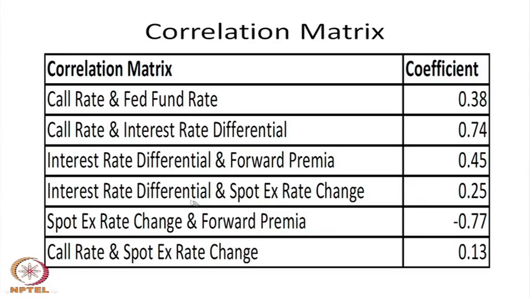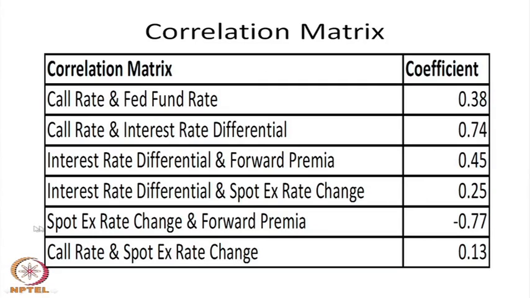Similarly, I have taken interest rate differential and spot exchange rate. If you want to find that correlation, I found it 0.25 over the last 15 years of data. The positive correlation indicates that when the interest rate differential is high, the spot rate is also high. However, the correlation is not so high here, 0.25, though it is significant, not so much.